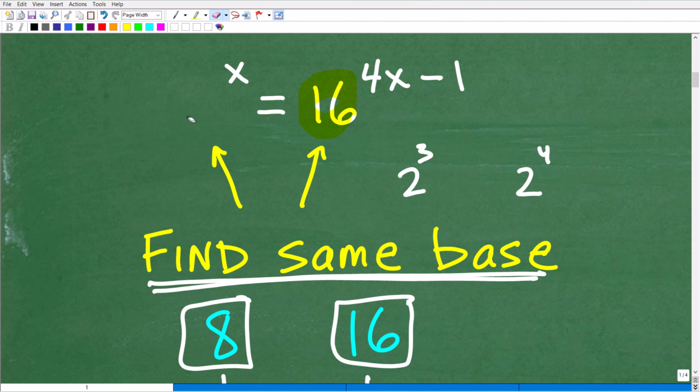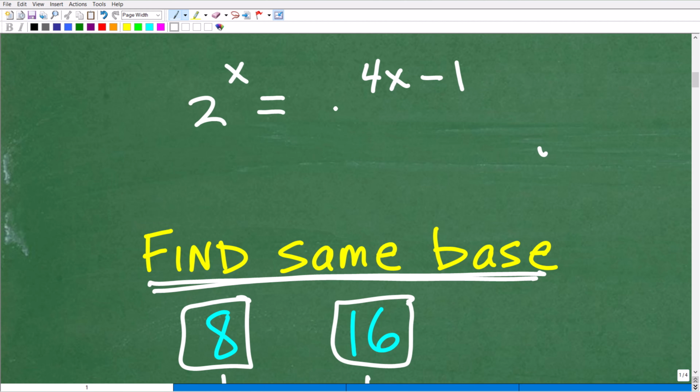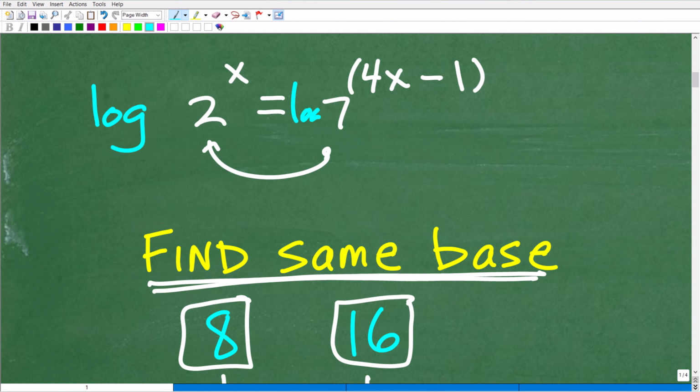But if these values were different, let's just make something up right here. What if I had 2 to the x, and this was, let's say, 7 to the 4x minus 1? Well, here, we can't equate these two bases, right? In other words, without the aid of a calculator. So in this situation, we would have to take the logarithm of both sides, and that is a whole other discussion.